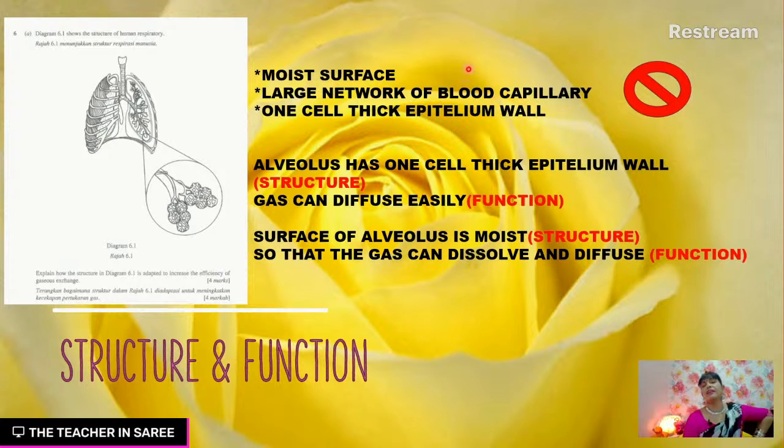But this student cannot get marks. That is where you need to sit down and think what went wrong. Okay, the reason is very simple, because he only satisfied one part of the question. The question says the structure. Okay, yes, the moist surface is a structure, large network of blood capillaries is a structure, one thick epithelium wall is a structure, but where is the function? So this student failed to address the function. So that is why he cannot get the marks.